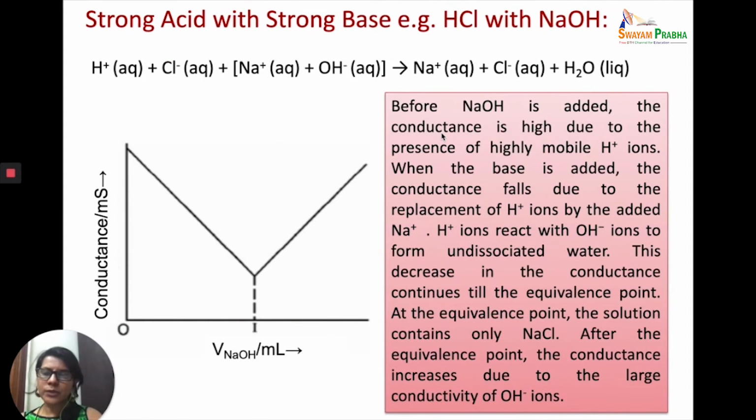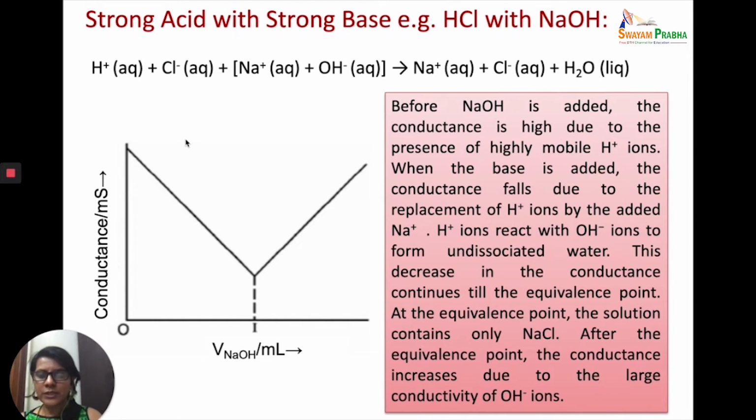Let's start with the first conductometric titration, the most commonly one done in the labs, strong acid with strong base. Let's take an example of HCl versus NaOH. Initially in the beaker you have HCl and you are taking NaOH in the burette, and you keep on adding NaOH to the HCl solution, and you monitor the changes in the conductance by dipping the conductivity cell into the HCl solution, which is attached to the conductance bridge.